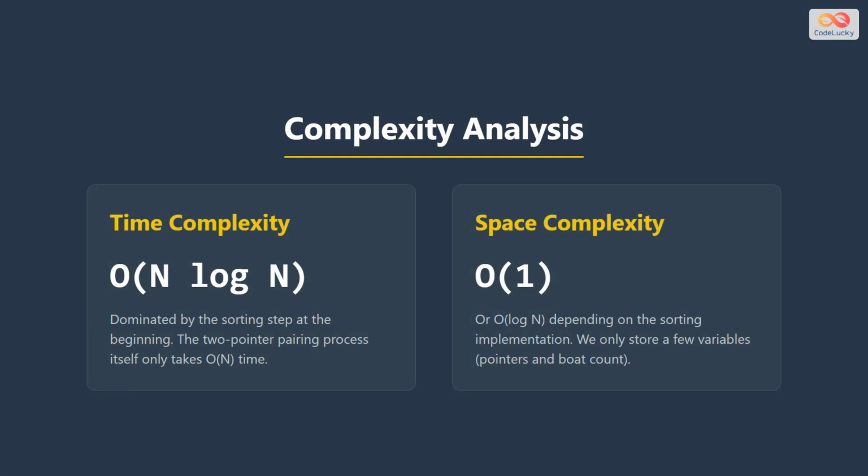Let's talk about performance. The time complexity is O of n log n, and this is primarily because of the sorting step we did at the start. The pairing process itself is very fast, taking only linear time. The space complexity is O of 1, or constant space, as we only need a few variables to track our pointers and the boat count.